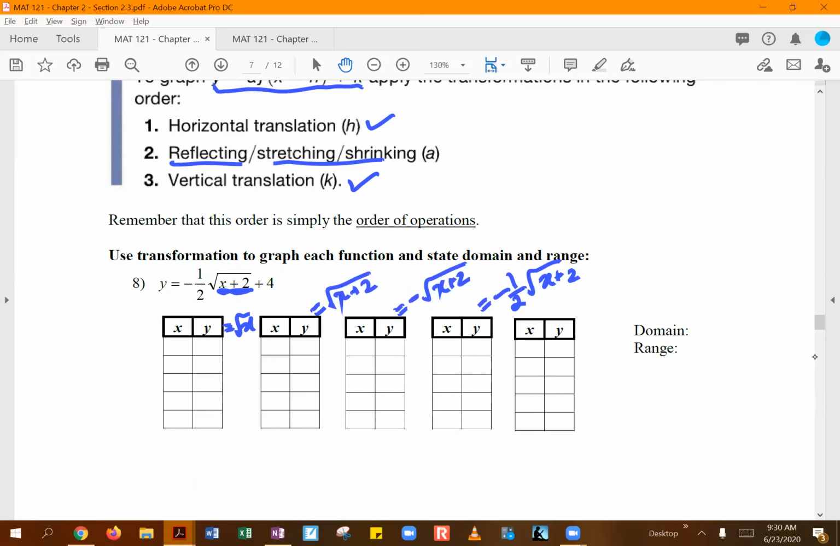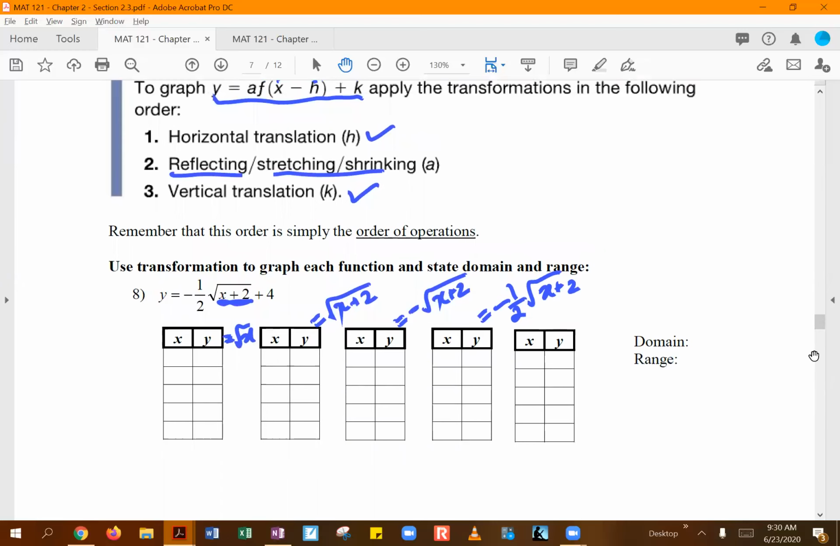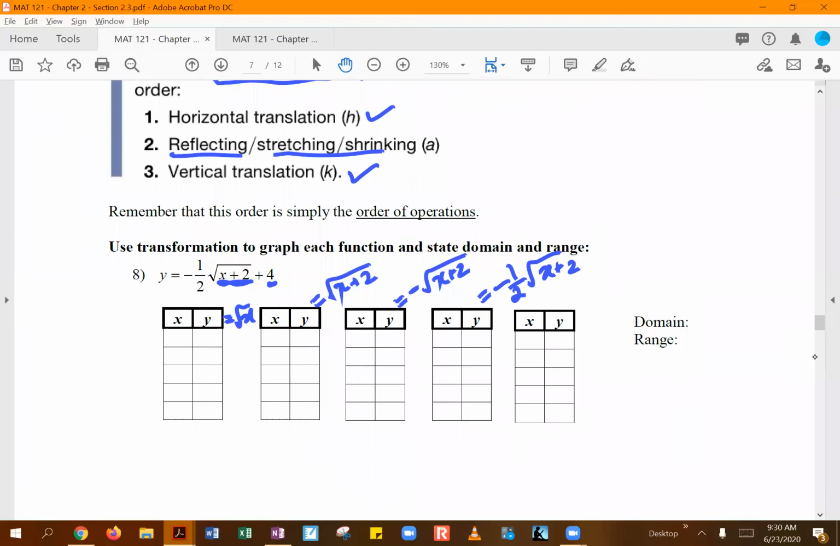And then of course, the very last one is where we do the vertical translation, and your vertical translation is coming from that positive 4 at the end. So that would basically be the whole function now. So negative 1/2 square root of x plus 2, and then the plus 4 at the end. So you know what happens is if we can take this in stages, then you can kind of see how each one of these values will change as these transformations happen.